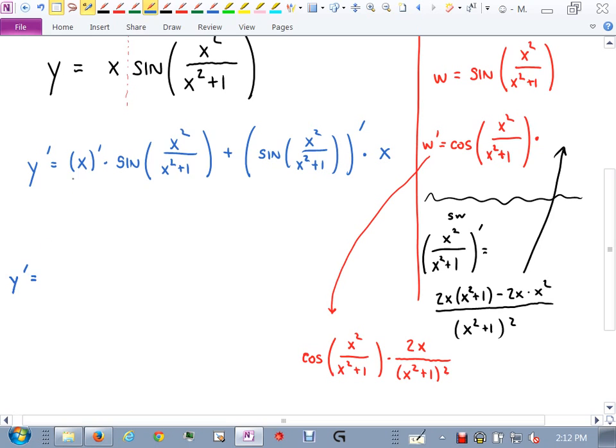y prime is the derivative of x, which was 1. So that's sine of x squared over x squared plus 1, plus this thing, which we said was this down here, times x. So when I multiply that times x, can I just throw it right here with this x and just make it an x squared? And then would you mind if I move this whole factor right here in front of the cosine? I mean, you don't have to, but that's what I would do.